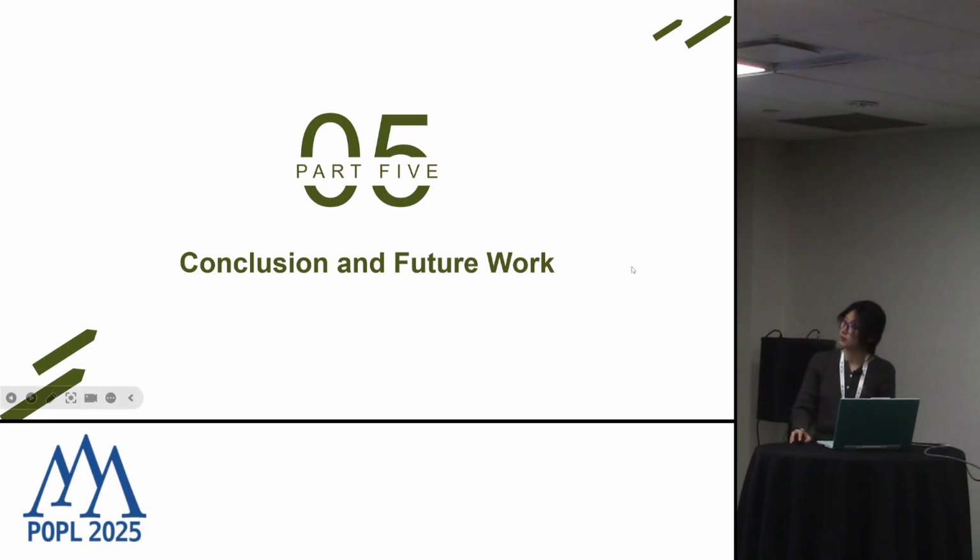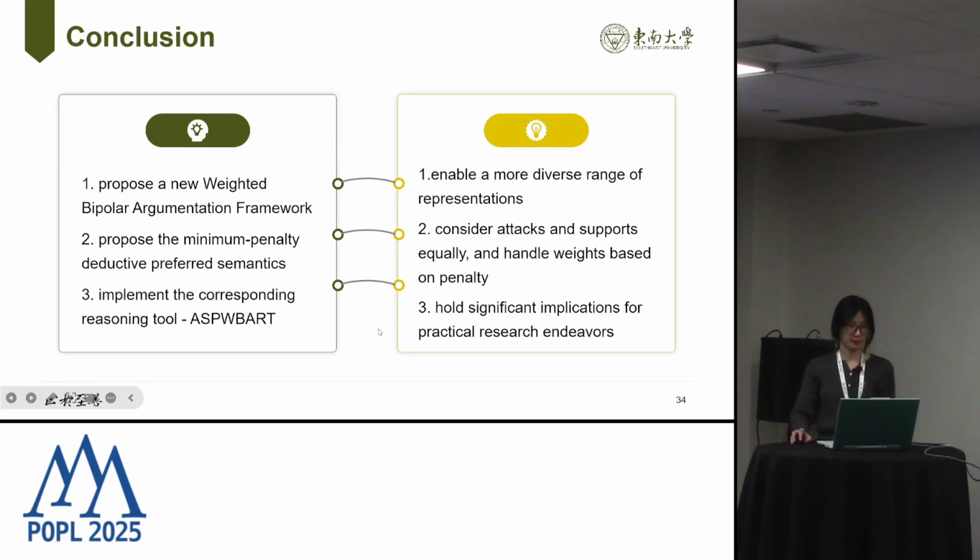Here's the fifth part, concluding and future work. In concluding, we propose a new weighted bipolar argumentation framework, which enables a more diverse range of representations. And we propose the minimum penalty deductive preferred semantics, which considers attacks and supports equally and handles weights based on penalty. Finally, we implement the corresponding reasoning tool, which achieves the automated reasoning in weighted bipolar argumentation framework and has significant implications for practical research endeavors.